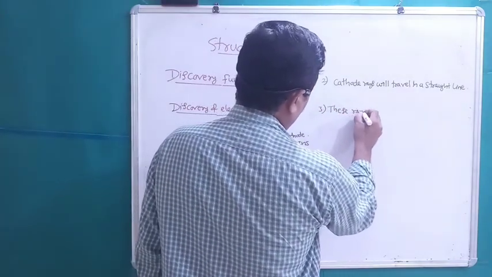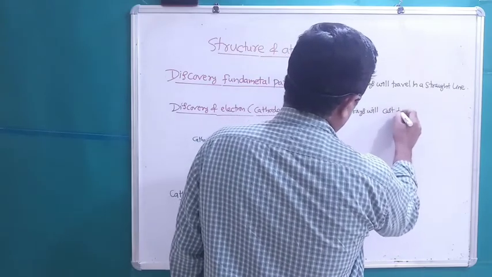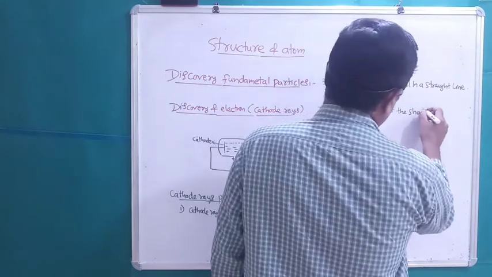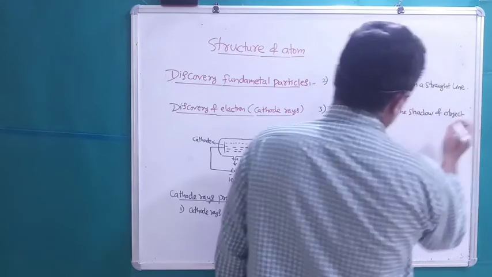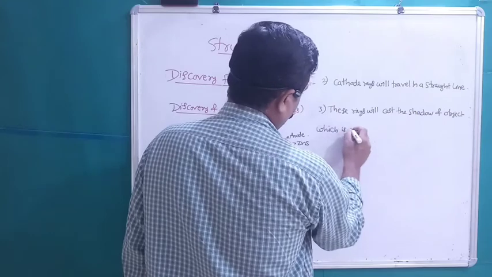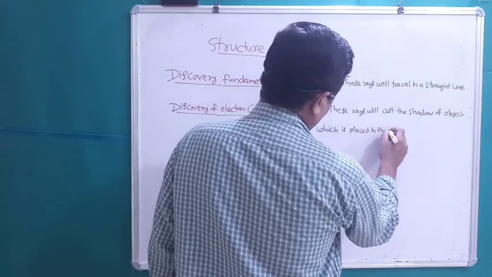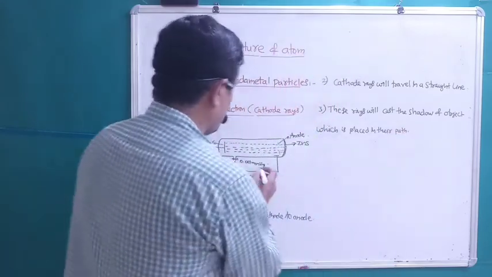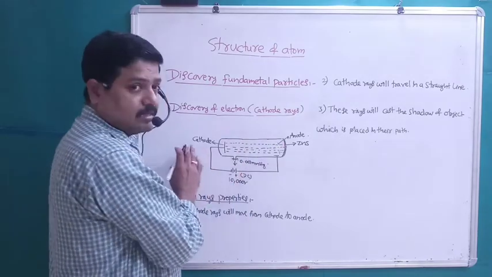These rays will cast the shadow of an object which is placed in their path, right? For example, if you place some object here, then the shadow will be cast by the cathode rays.